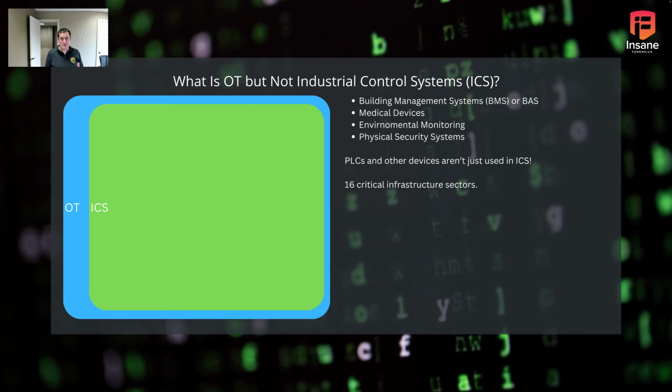Even PLCs are not just used in industrial control systems. You walk into a lot of hospitals, you walk into really any office building, like the building we're in here, and PLCs are driving certain parts of the lighting, the HVAC, other areas which again are not industrial. And when you think about this definition, it's important to remember there are 16 different critical infrastructure sectors. We're just looking at one given one here when we're looking at ICS systems and industrial.